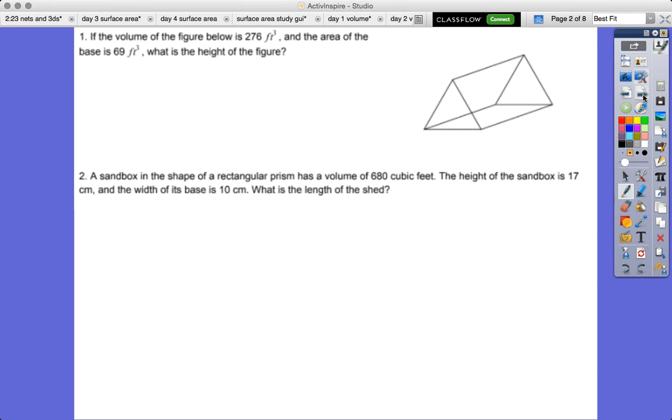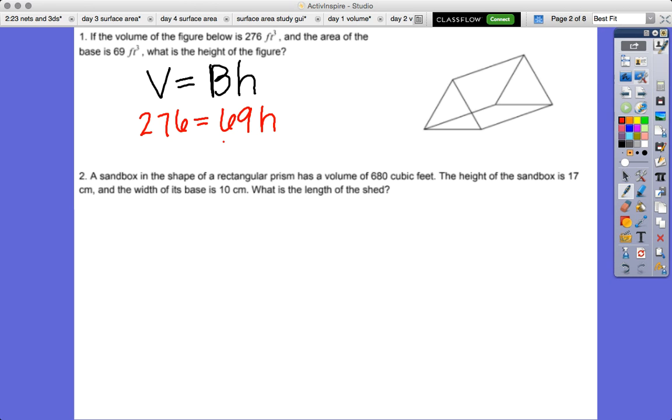So number 1 says if the volume of this figure below is 276 feet cubed and the area of the base is 69 feet cubed, what is the height of the area? So we know that our formula for volume is the area of the base times the height. Anytime we're doing a rectangular prism, that is the formula that we use, the area of the base times the height. So we know that the volume is 276. We know the area of the base is 69, and we're looking for the height.